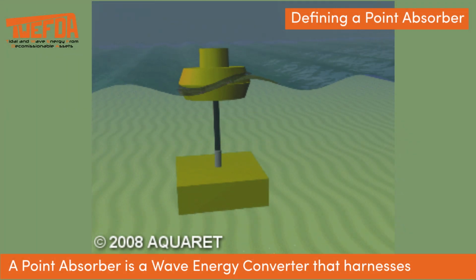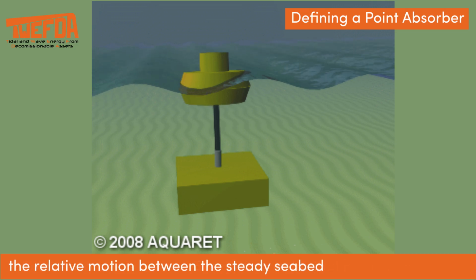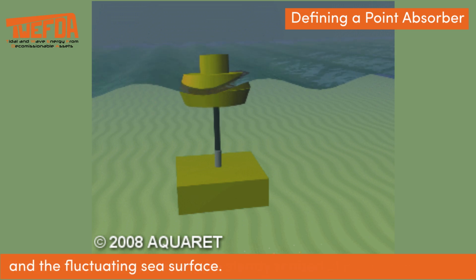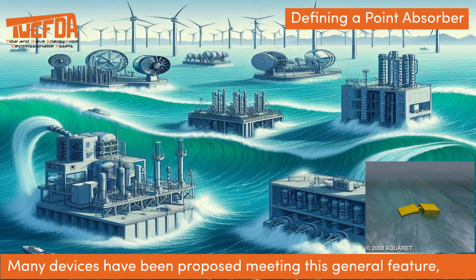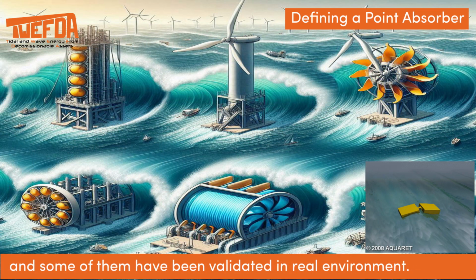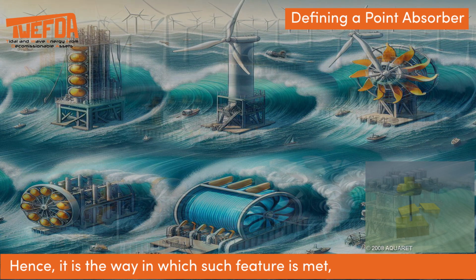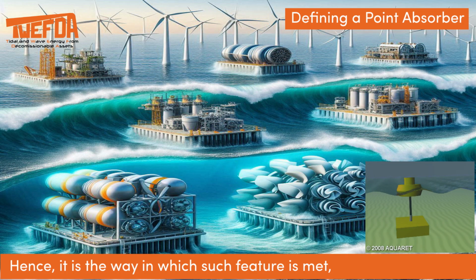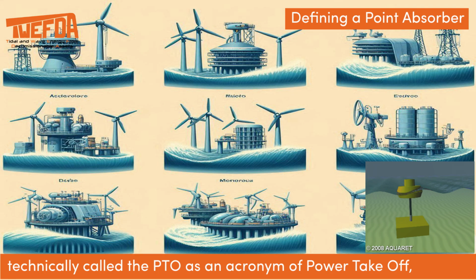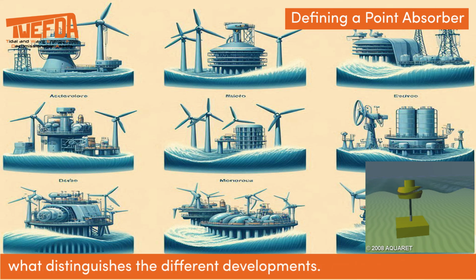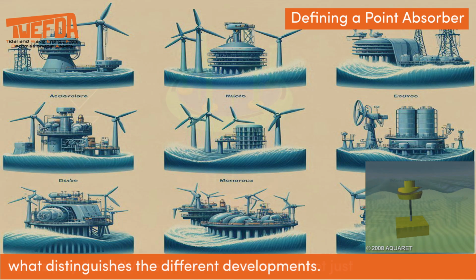A point absorber is a wave energy converter that harnesses the relative motion between the steady seabed and the fluctuating sea surface. Many devices have been proposed meeting this general feature, and some of them have been validated in a real environment. Hence, it is the way in which such a feature is met, technically called the PTO, an acronym of power take-off, that distinguishes the different developments.